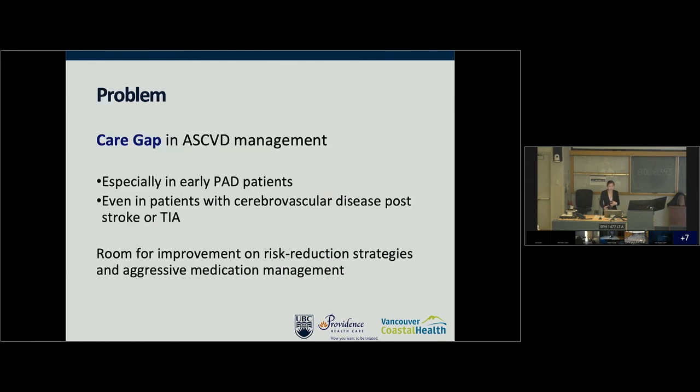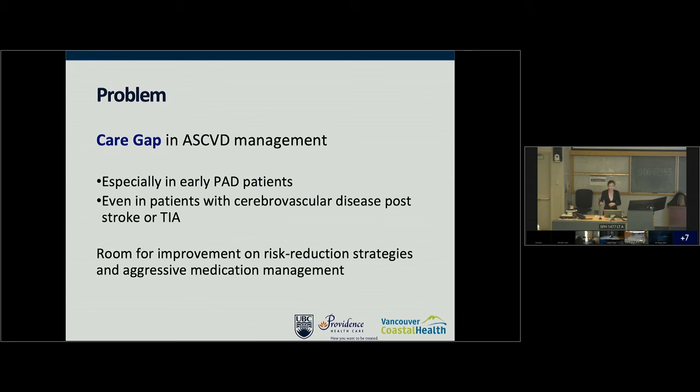And we all have a role in doing that for our patients, but there is a care gap. For example, the very early PAD patients with mild claudication or mild PAD, maybe the severity isn't emphasized enough, but these are the patients that we can actually intervene on earlier so that they don't progress to getting a stroke and they don't progress to getting an MI.